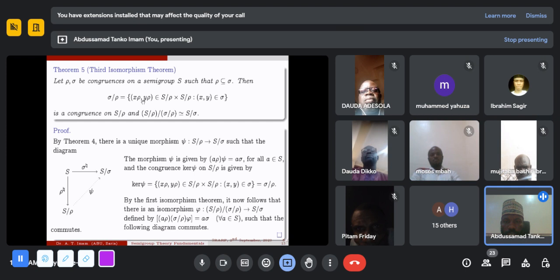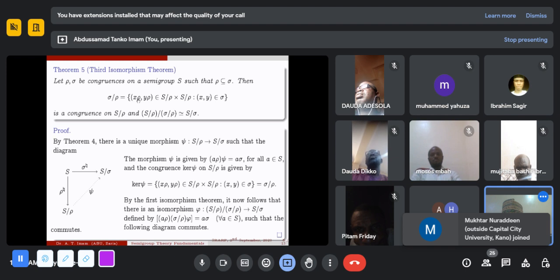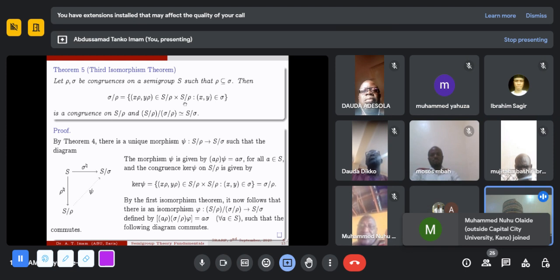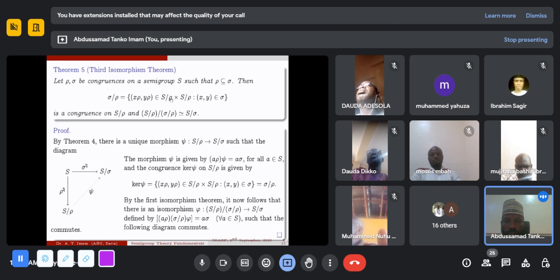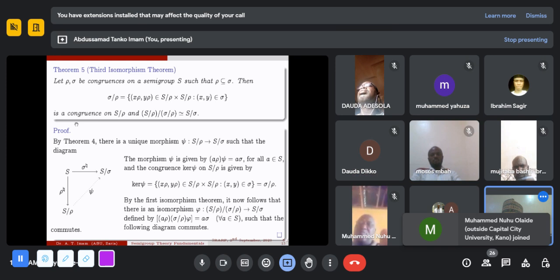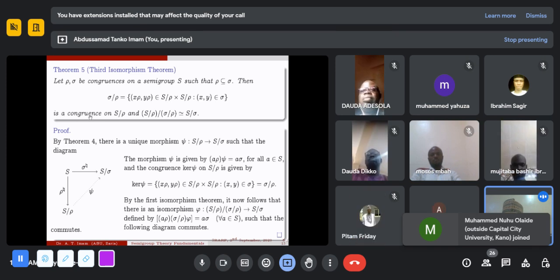So it is actually the two equivalence classes under rho that are related. X rho is related to Y rho if and only if X and Y, that is the generators, are related under sigma. So if it happens like this, you form this set of ordered pairs, which is now a binary relation on the quotient semigroup by rho. This is a congruence. So the first claim of the theorem is that this is a congruence.